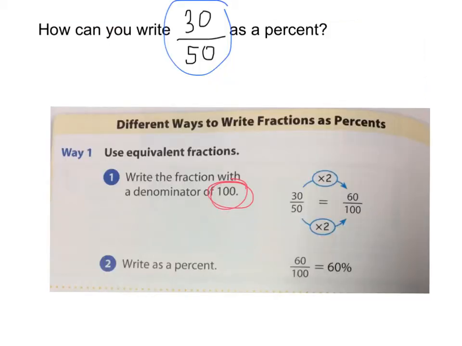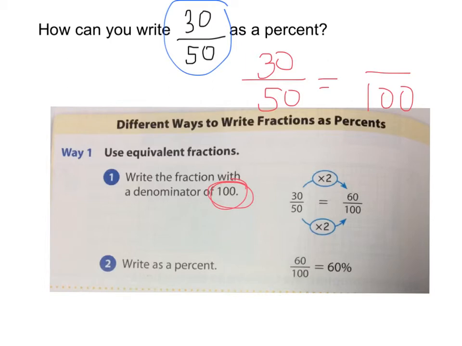Because percent means out of 100, I want my denominator to be 100. So I can write an equivalent fraction that has a denominator of 100. So 30 out of 50, how can I write an equivalent fraction where my denominator is now 100? What did I have to multiply my denominator by to get from 50 to 100? Farron? So you can multiply it by 2 because 50 is 1/2 of 100.